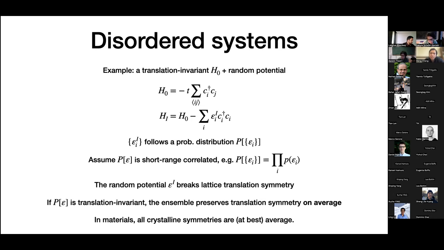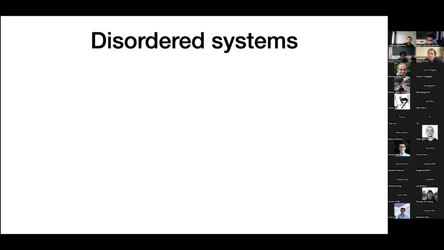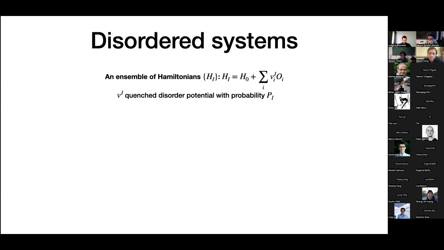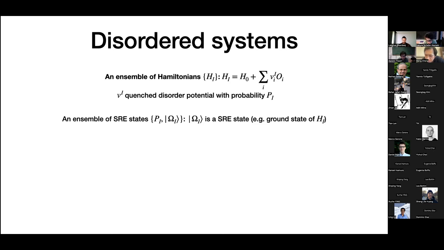This is what we have in basically all real materials, that the crystalline symmetries are at best preserved only on average. We can generalize this definition to an arbitrary ensemble of local Hamiltonians plus some disorder coupled to a local operator O of i, and the disorder potential follows some probability distribution, which is assumed to be short-range correlated. And we have this ensemble of short-range entangled states, which are the ground states of this disordered Hamiltonian. So the ensemble has two pieces of information. One is the probability distribution for the disorder potential, and then there's a ground state for each realization of disorder.